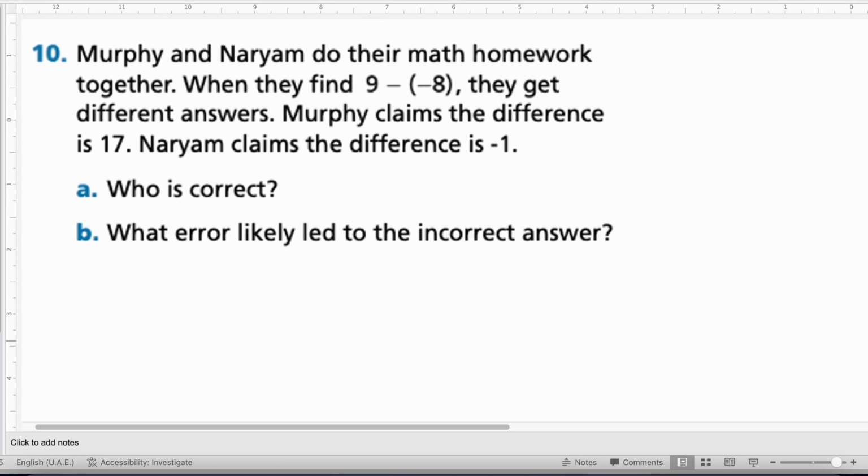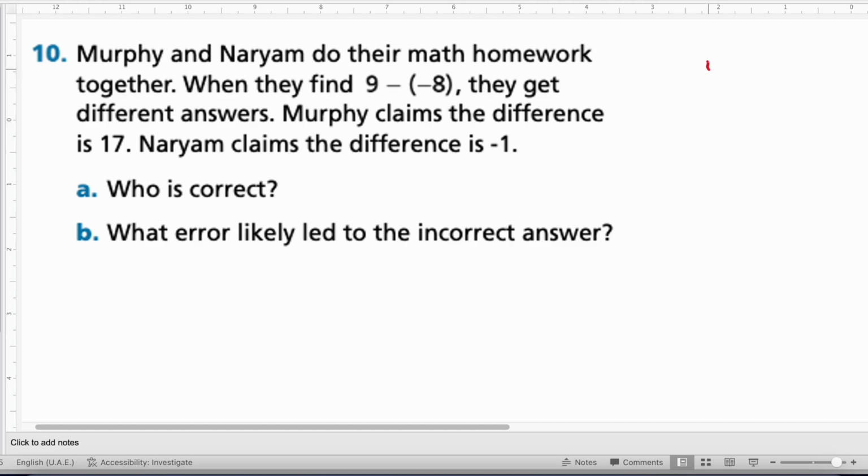What about this question? Question number 10. They're saying that Morphy and Naryam do their math homework together. When they find 9 minus negative 8, they get different answers. Morphy claims the difference is 17. The other one claims that it's negative 1. We're gonna do it by ourselves to see who is correct and what's the error.